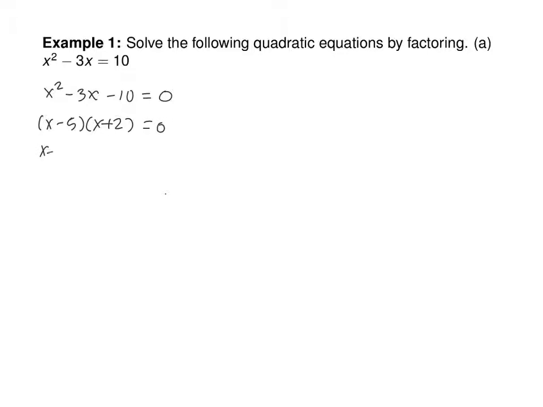And then you say, well, x minus 5 equals 0, or x plus 2 equals 0, which you can totally do in your head if you're that fast. What do you get for your answers then? x equals 5, x equals negative 2. Yep, 5 and negative 2.